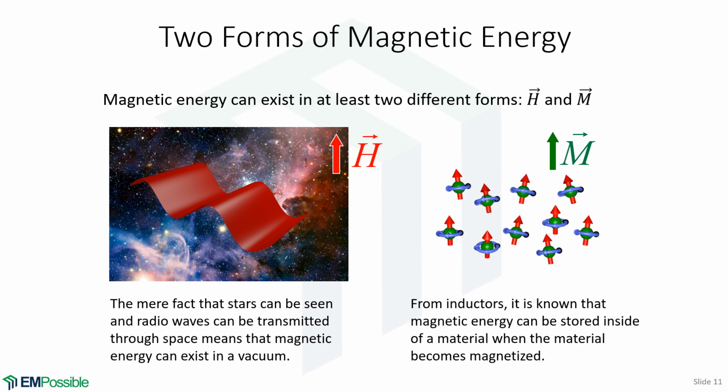Again, it's like a mass on a spring. It's storing magnetic energy when we align these, but they want to spring back to their equilibrium position. If we release that magnetic field, they all spring back. So we can store magnetic energy in matter also, and we will describe that through this vector M, magnetization.